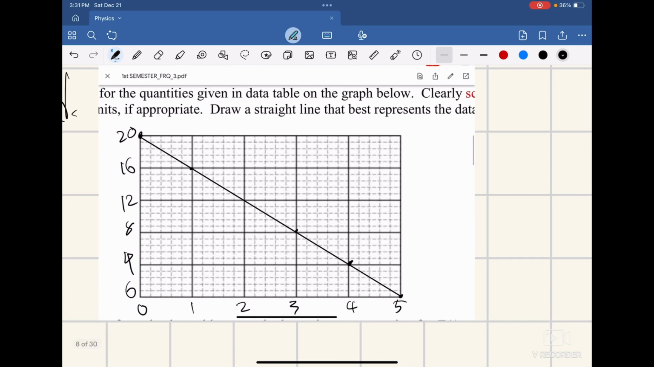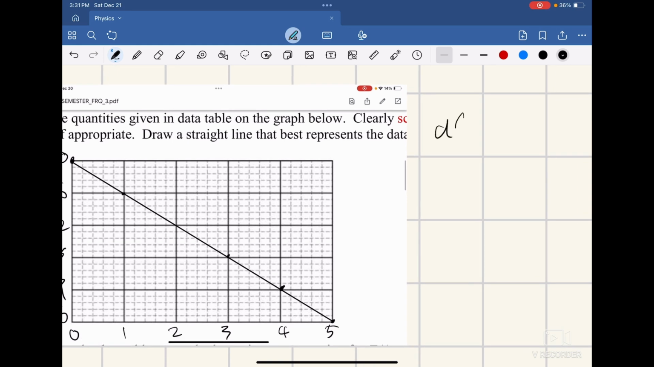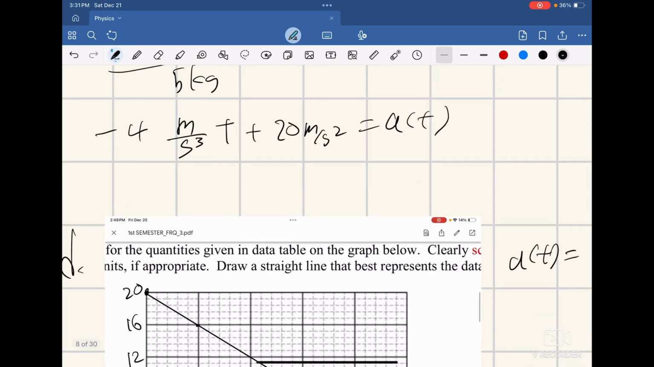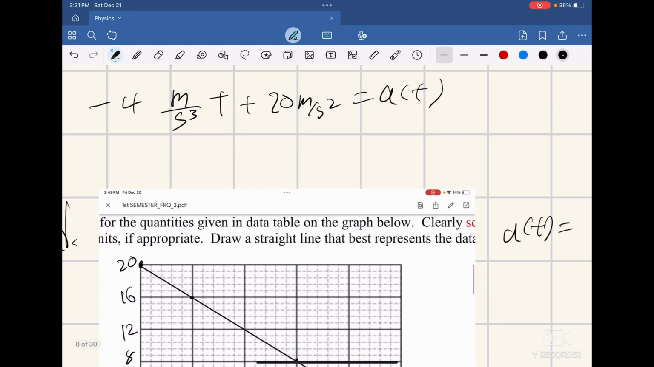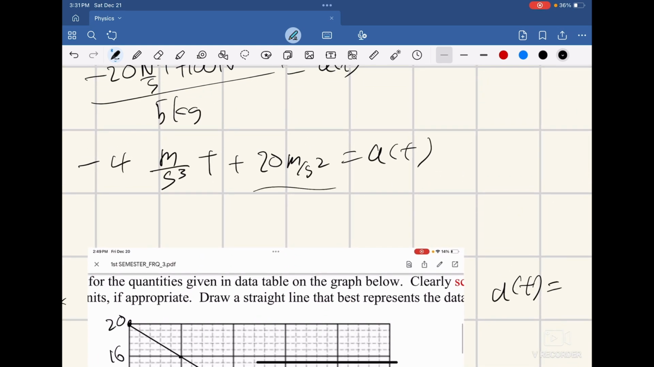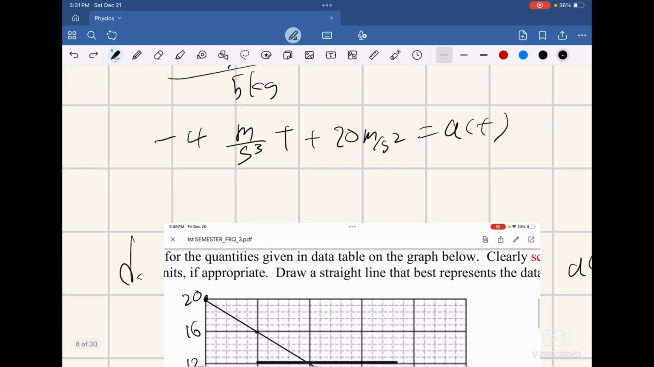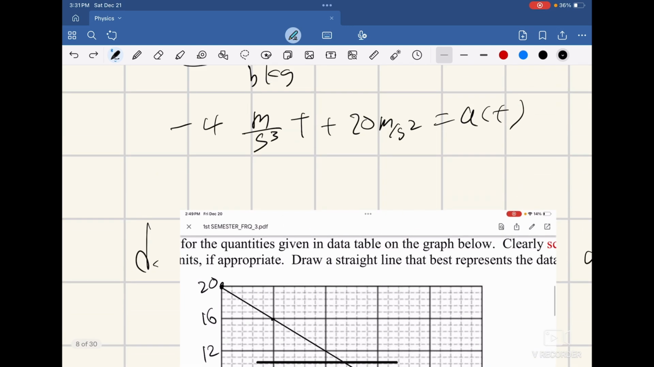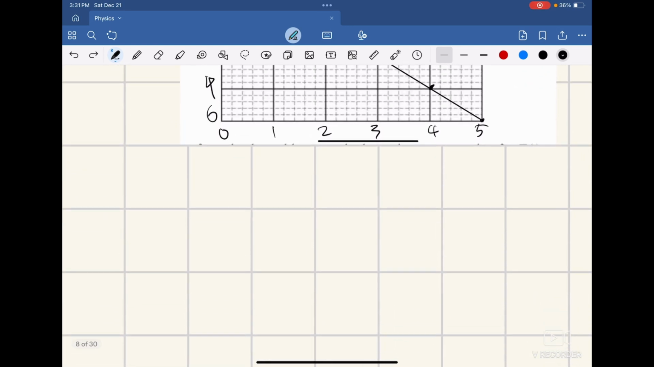The other way to find it is to use the formula A(t) and plug in each value from 0 to 5, and then graph that. Using the formula, negative 4 meters per second cubed times t plus 20 meters per second squared, we plug in 0, which gives us 20 meters per second squared. At 1 it's 20 minus 4, so 16, at 2 it's 12, and so on. So those are the two ways you can find it.